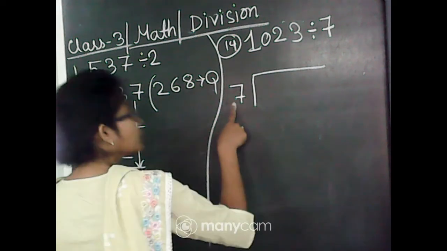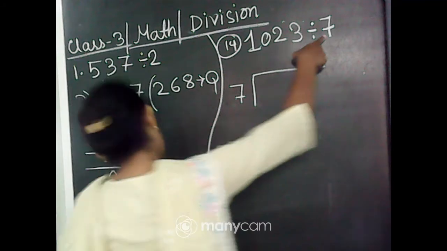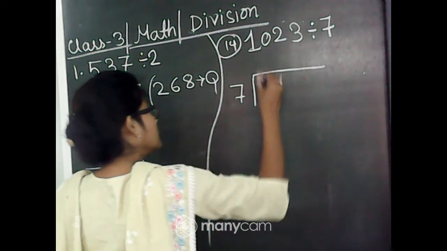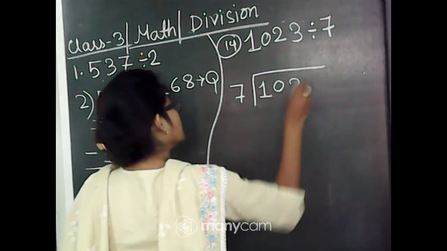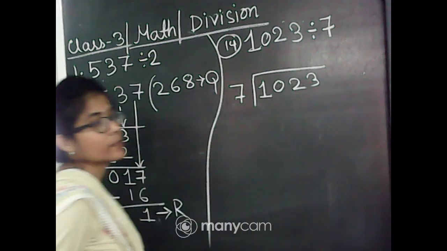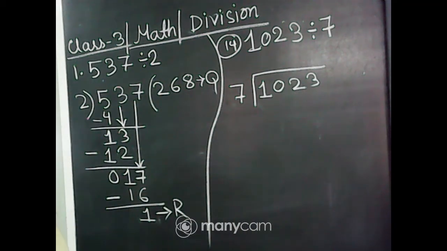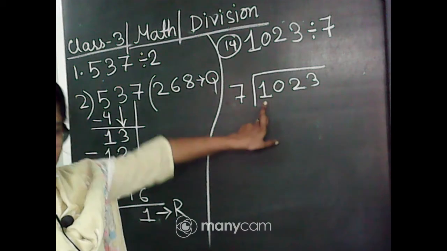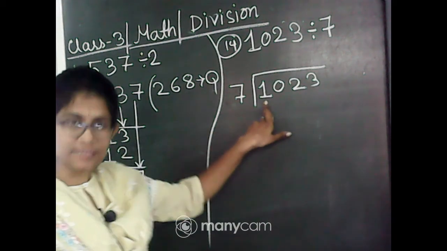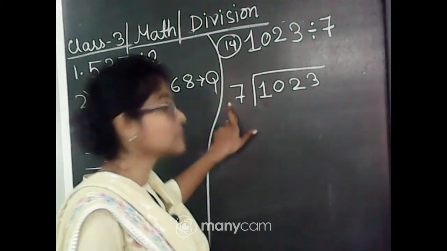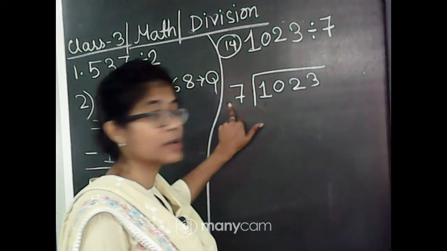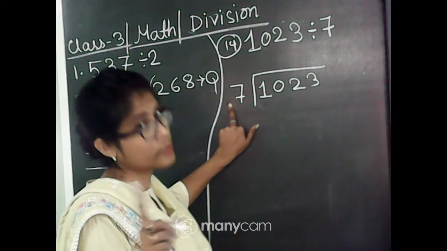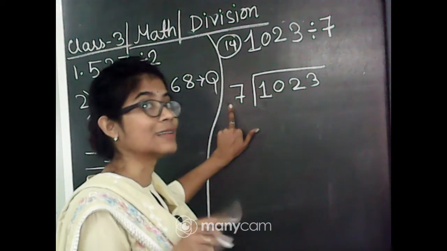So here we will put the divisor. As 7 is the divisor, and the dividend, 1023, we will put here. Okay. Now see, 1 is smaller than 7. That's why we can't take only 1. Okay. So we have to take the next number.